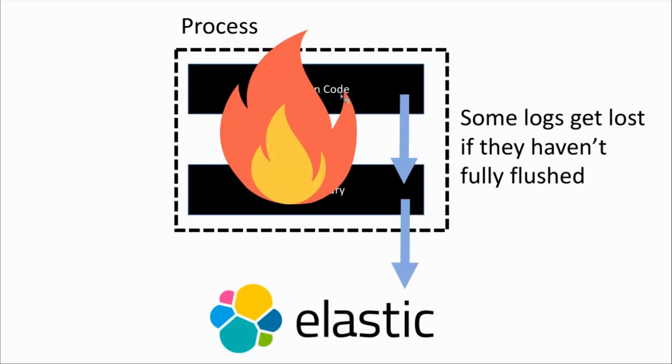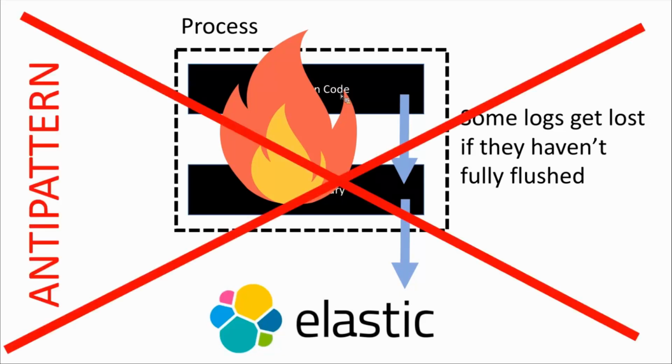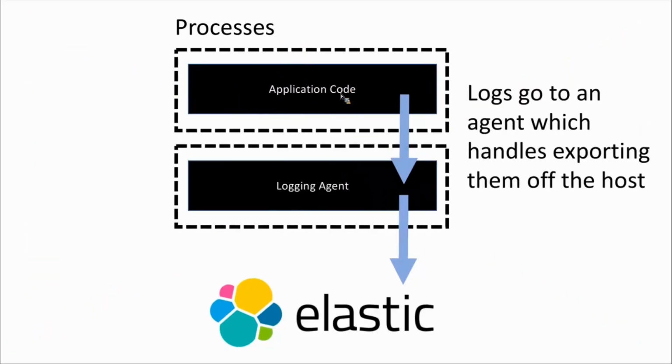But you'll see that in this example, the application code and the logging library are together as part of the same process. So that means that if my application doesn't start up properly, or if they haven't fully flushed out, some of my logs get lost. So what I can do that's correct is I can run my application code as one process and my logging agent as a second process. So my logs go to an agent, which then is responsible for exporting them off the host. So that means that regardless of what's happening in my application, it's always sending its logs, and then that process itself, which might have crashed, isn't responsible for sending those logs to the third location. The logging agent is, so it can handle exporting them even when my application code is no longer running.